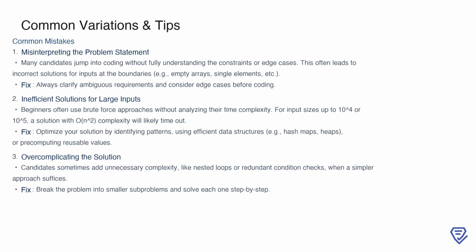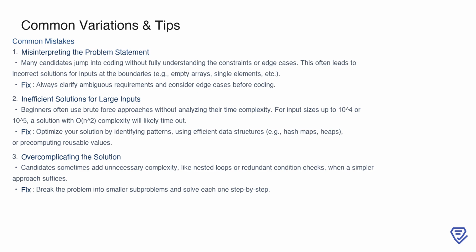One major pitfall is misinterpreting the problem statement. Many candidates rush into writing code without fully understanding the constraints or edge cases. For example, edge cases like empty arrays or single-element inputs can easily trip you up if you don't plan for them. To fix this, it's important to clarify any ambiguous requirements up front and carefully think through possible edge cases before you even start coding.